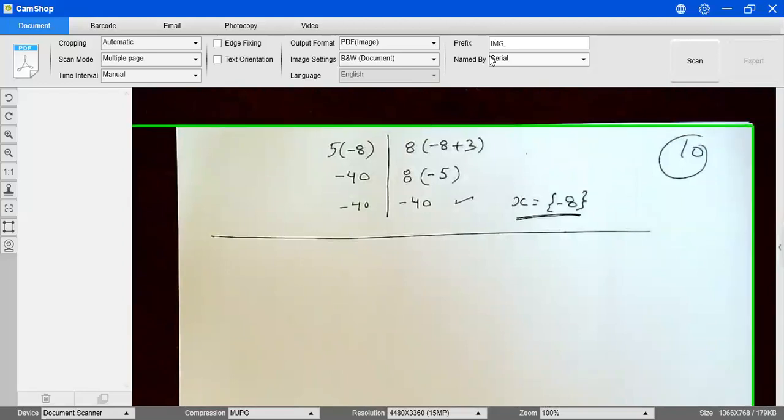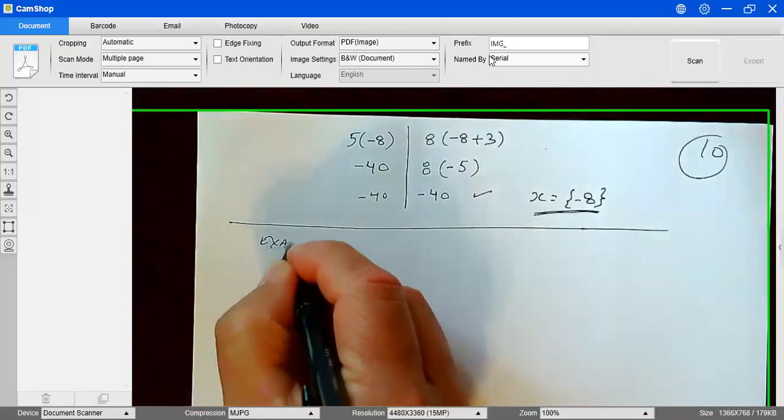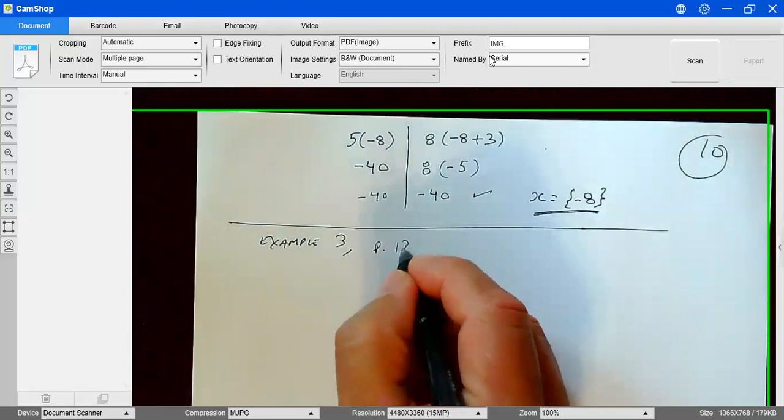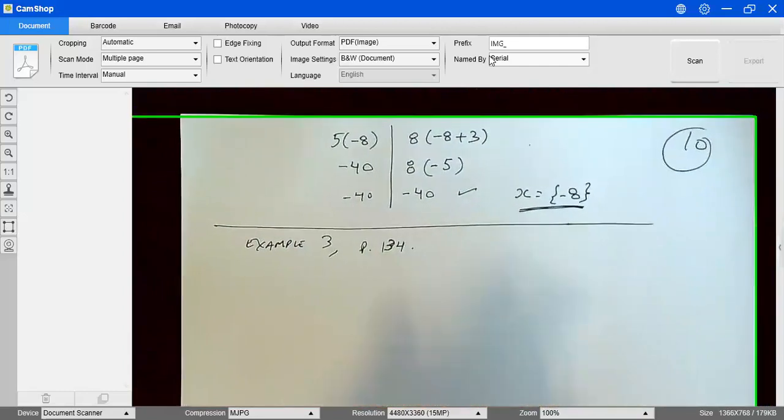So now we have two more problems. That is going to be the end of the lecture for today. So let's work on the last two problems. We have example 3 on page 134. So we're going to solve and check again.